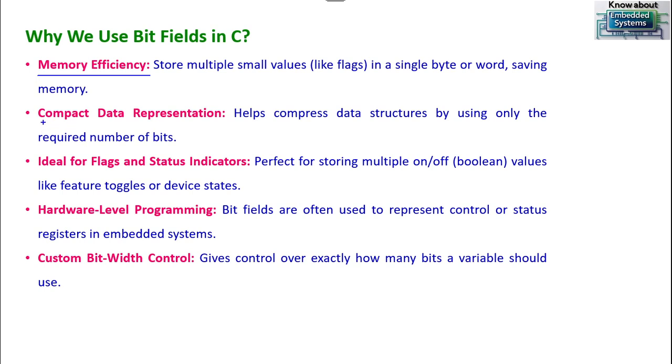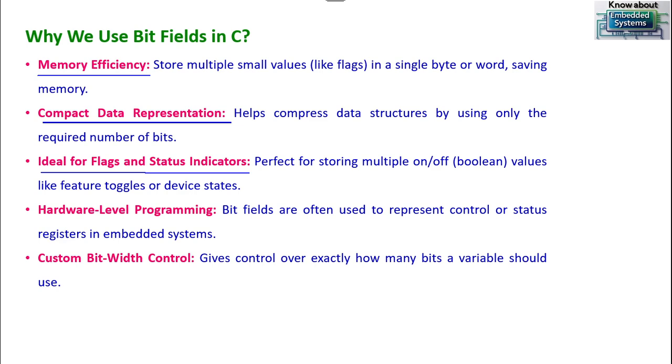And the second one is compact data representation. So what is the second advantage of this bit field? You can represent your data in a compressed way. No need to have a full integer. So in one integer, you can keep more number of bits. That is called compact representation.